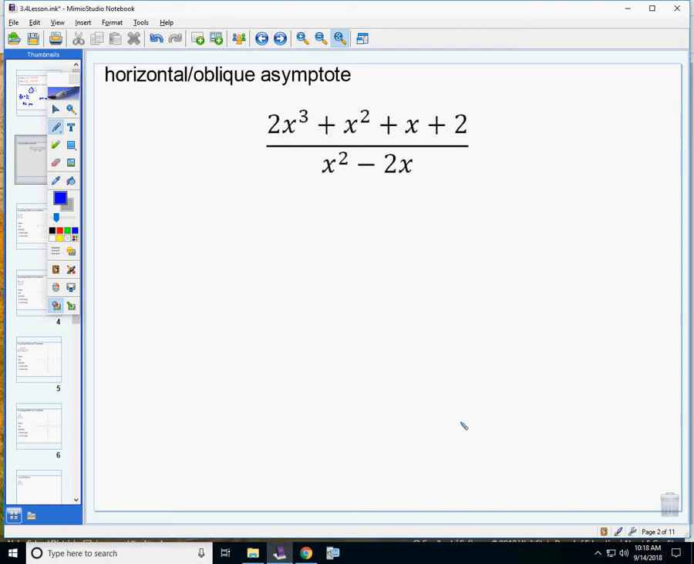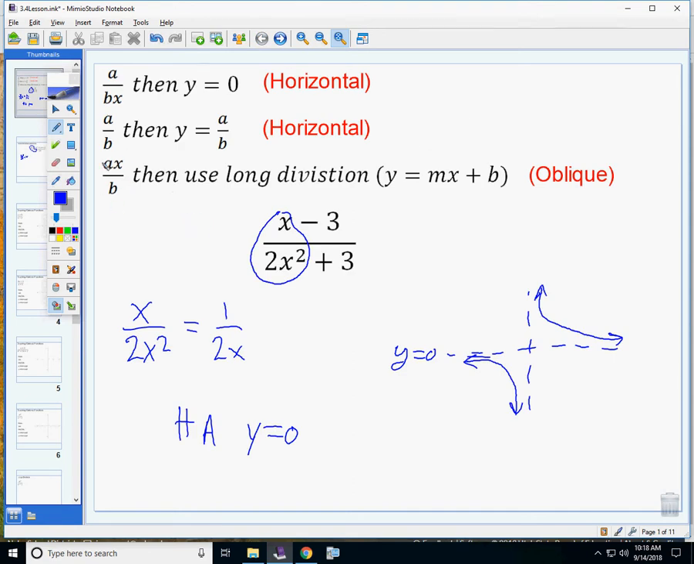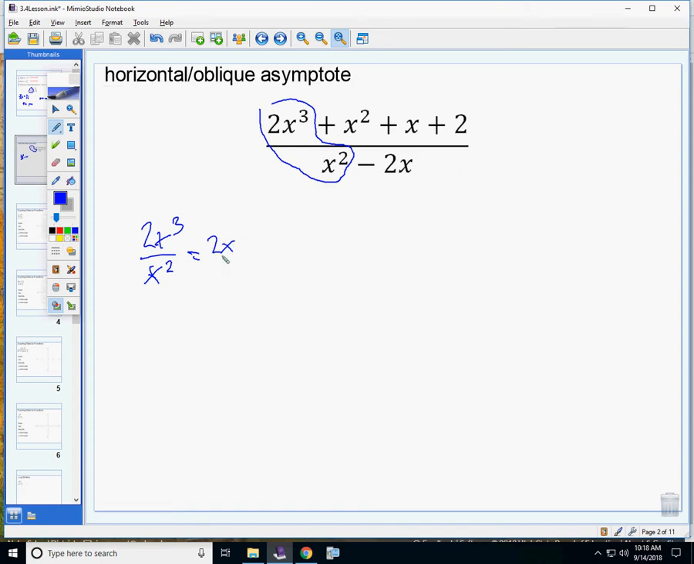Now if we have this example here, we would take the 2x cubed and divide it by the x squared, and we would get an answer of 2x. Now 2x, that is in this bottom form right here, ax over b. So then we're going to use long division to figure out our oblique asymptote, y equals mx plus b. We've already got the mx part, we just need the plus b part. So we don't have to do full long division, we only have to do part of the long division.